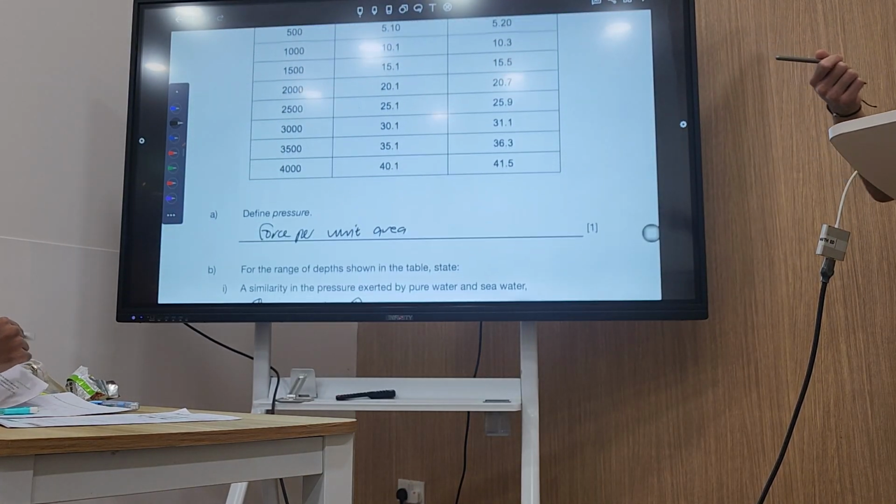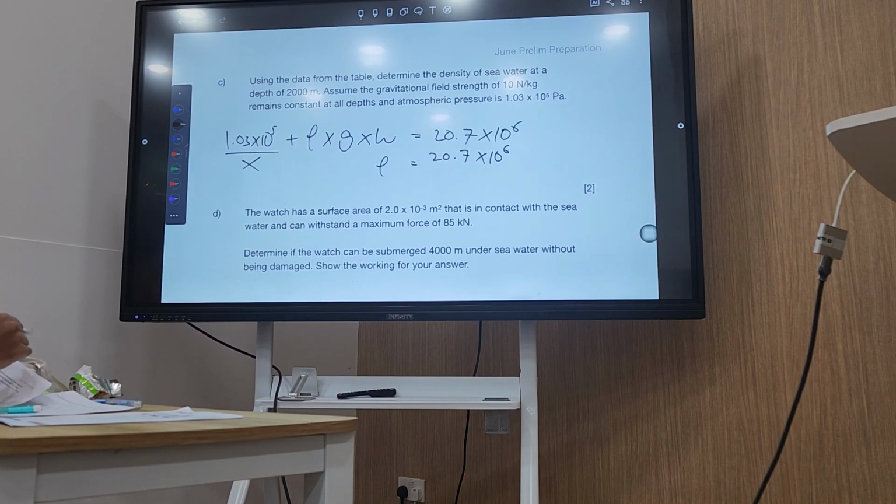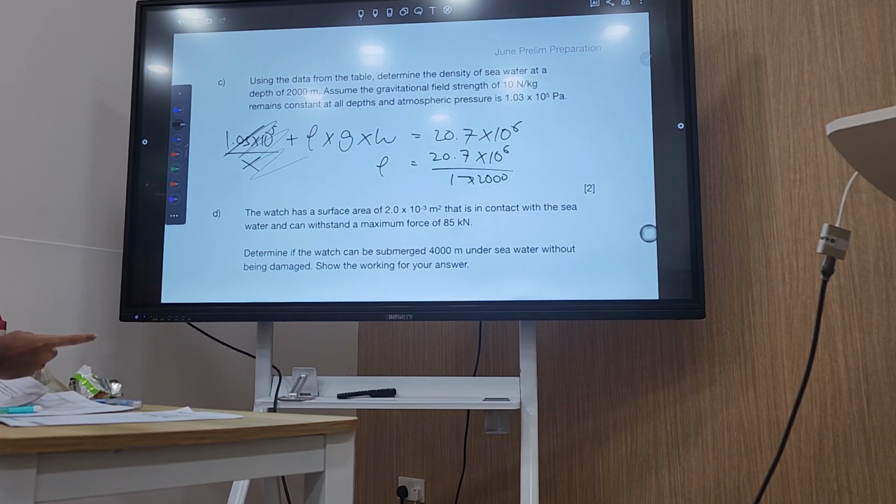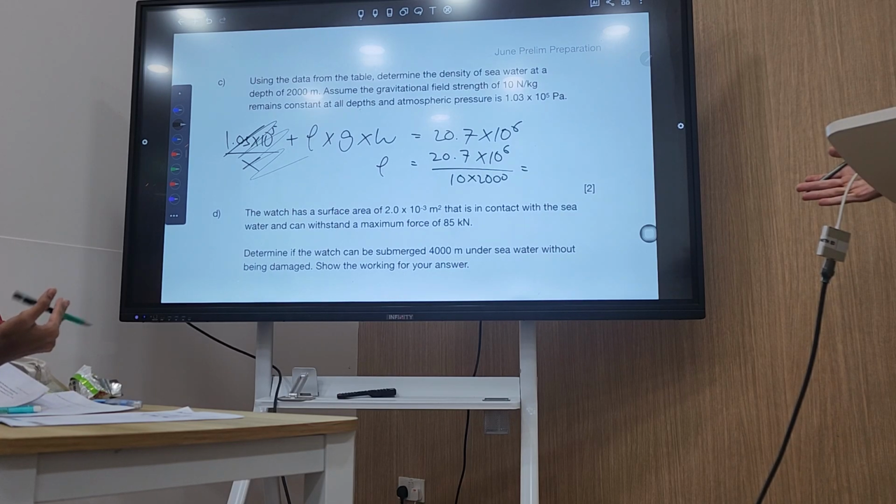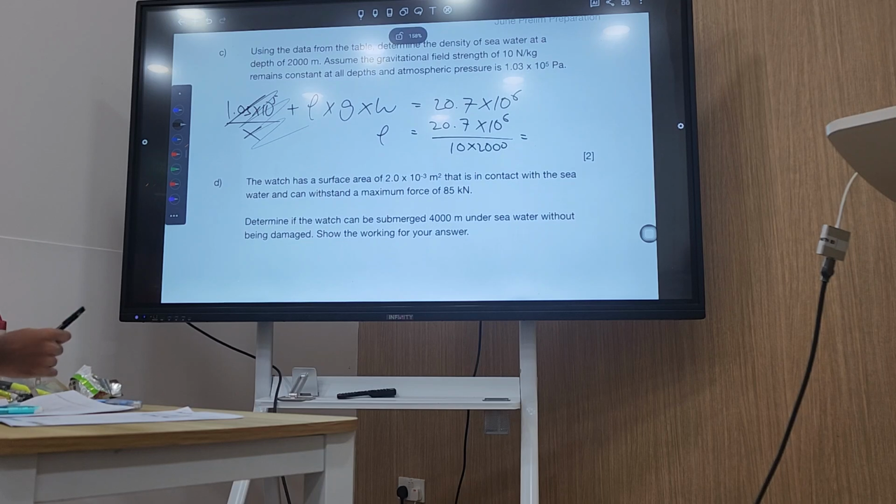So we don't have this one. It is divided by 10 times 2000. Okay, go and do the calculation. I believe it's 1035. Correct me if I'm wrong. kg per meter cubed.